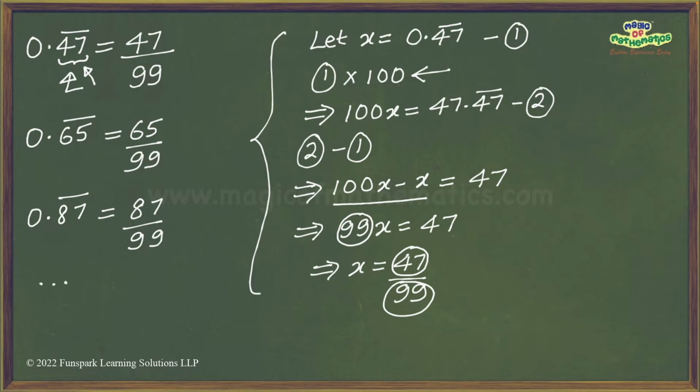What if we had three digits in the recurring sequence, say 0.687 recurring? It is easy to see that our numerator would be the digits in the recurring sequence, that is 687, and our denominator would be 1000 minus 1, that is 999. So all we need to do is to put the digits in the recurring sequence in the numerator, and for the denominator count the number of digits in the recurring sequence and put that many number of nines.